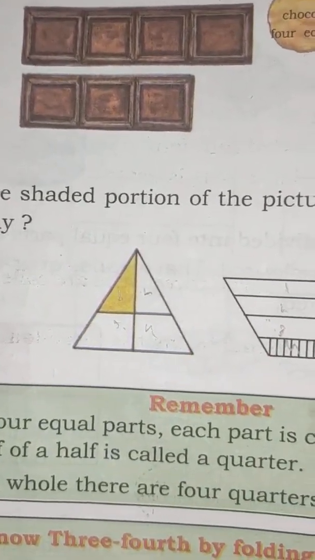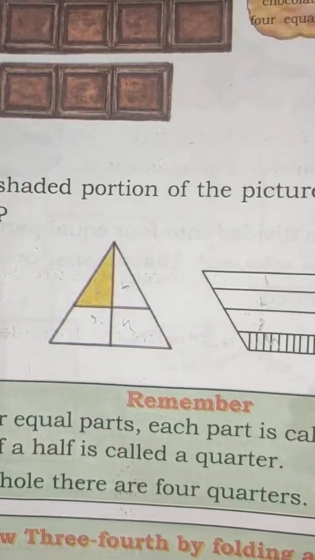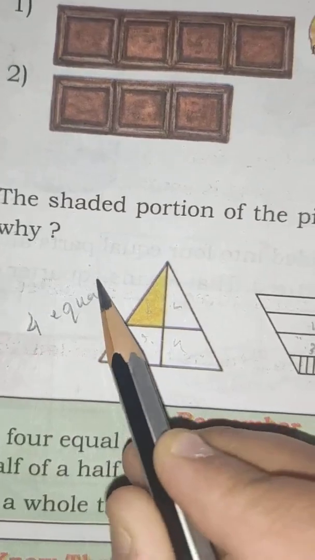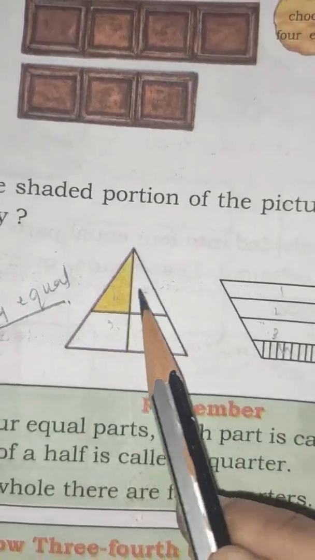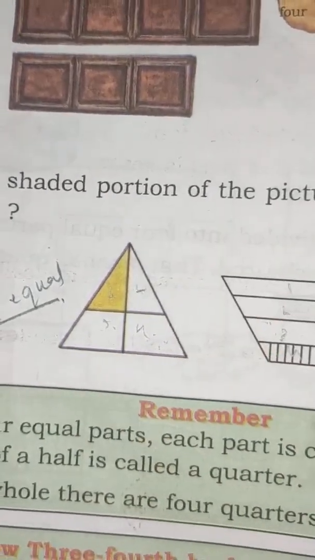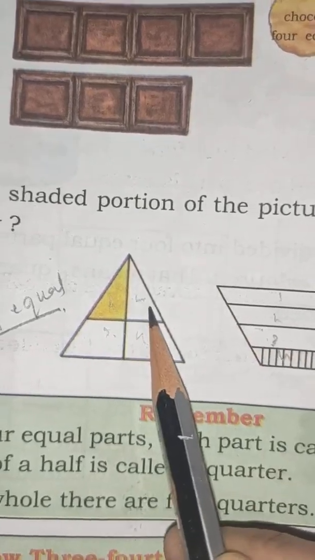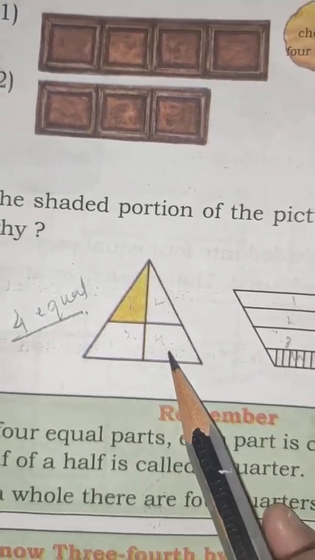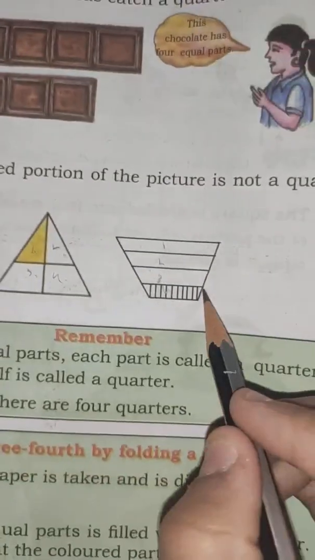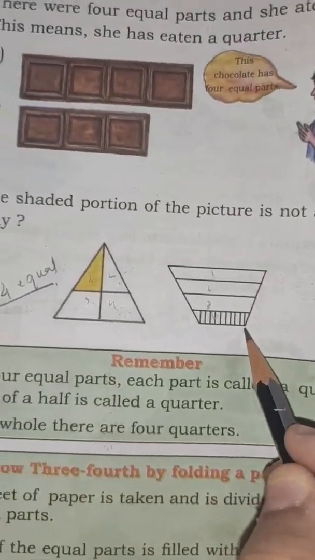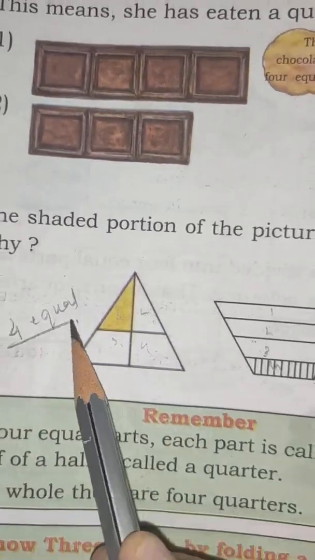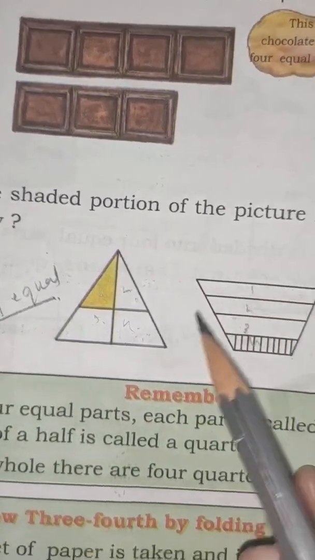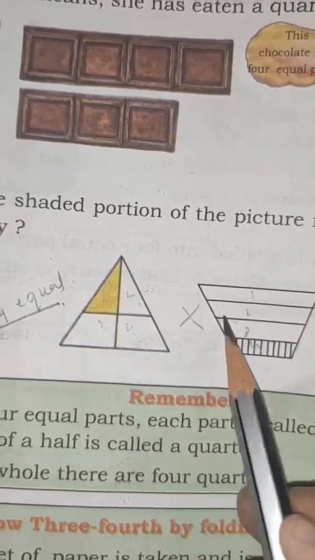Why? Because what I said to you, in 4 equal parts. Are they equal here? 1, 2, 3, 4. Are they equal? No. Some of the parts are equal and some parts are not equal to that. Here also you can see they are not equal to each other. So in 4 equal parts, each part is called a quarter, which means they both are not a quarter.